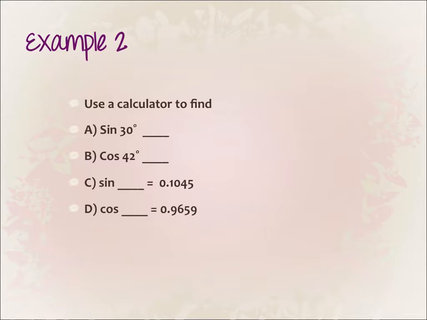Now remember, when they just ask you to use your calculator and find the sine or the cosine or the tangent of an angle, on most calculators you're going to hit sine and then the number and then either enter or equal. Other calculators you have to put the 30 first and then hit the sine button. Okay? And for this one, anybody have the sine of 30? Okay, 0.5. Good.